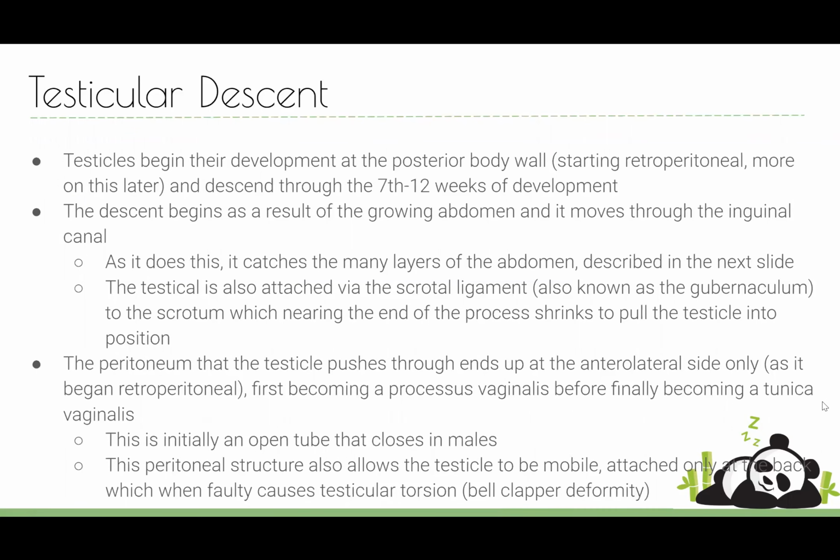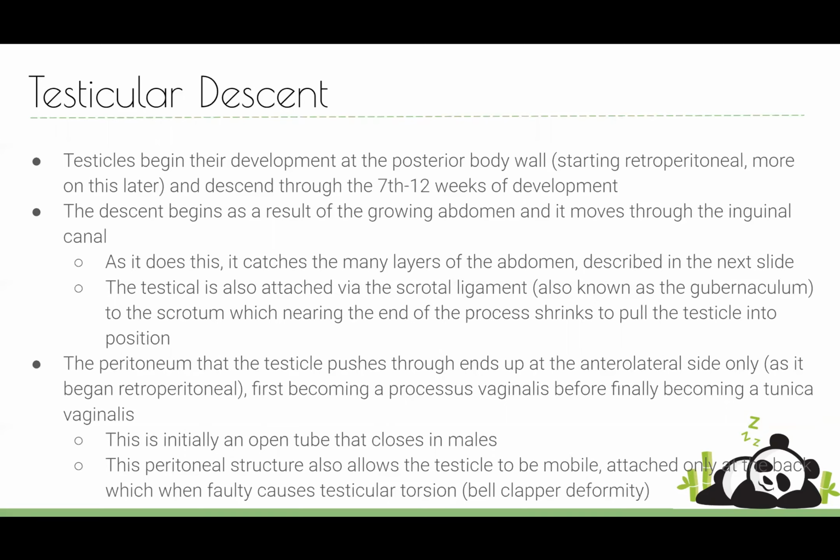Okay, so testicular descent. This is part 1, or one of the first areas of, I guess, an embryological perspective. So testicles begin the development of the posterior abdominal wall. So they will start retroperitoneal, and I'll talk a little bit more about that later, and will descend through the 7th to 12th weeks of development. Do you necessarily need to know that 7th to 12th week? I don't think so, but it's also something that's very easy to assess. So it's not that hard to remember, I guess.